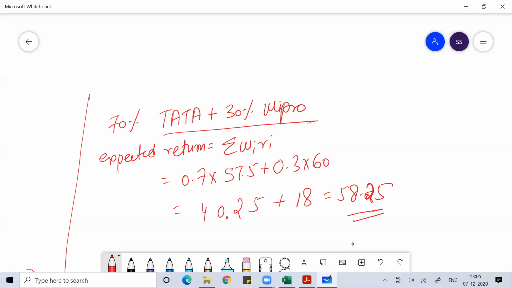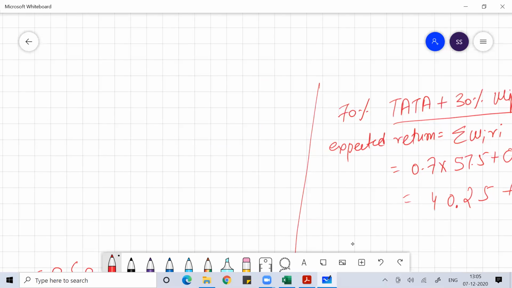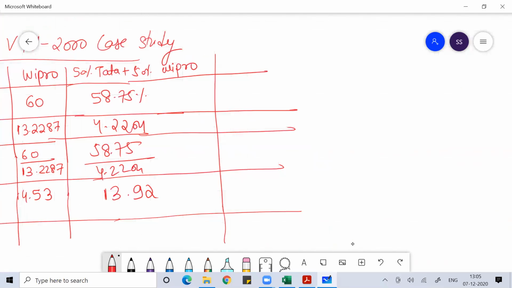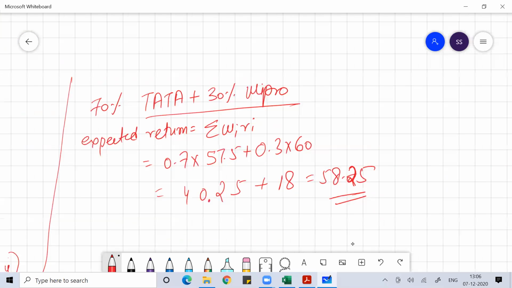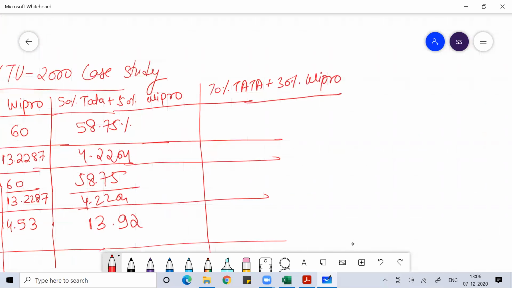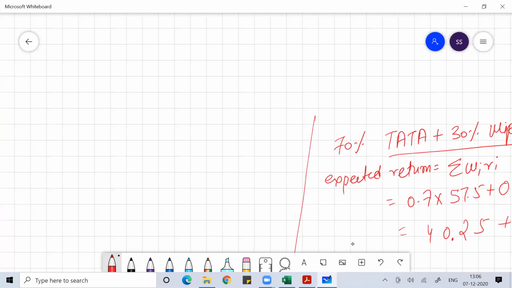Once you got this, here the return, if 70% of the money is in Tata and 30% of my investment is in Wipro, then my expected return is 58.25%. Then the risk. What is the risk?